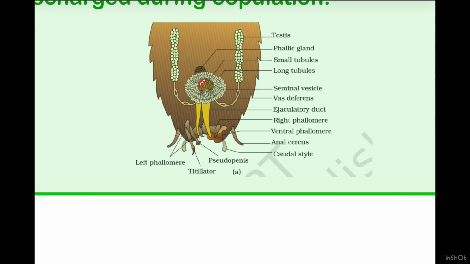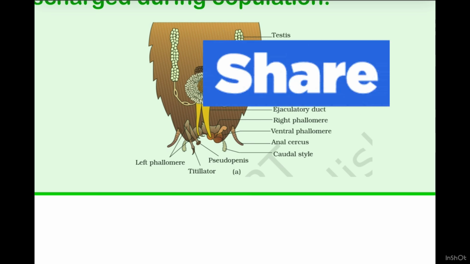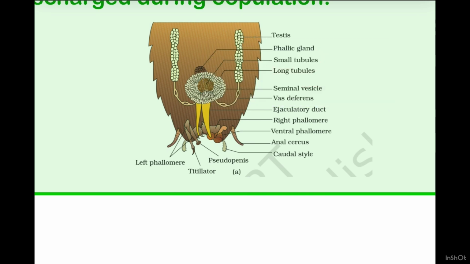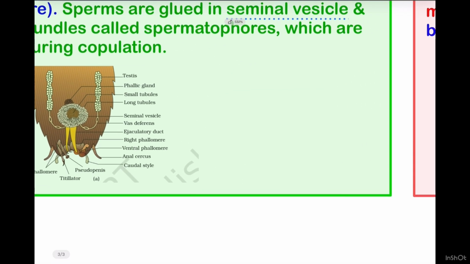Now here are the small tubules, the center one. Long tubules will be at the outer side. So long tubules and small tubules together can be seen in the mushroom gland. Mushroom gland and phallic gland we already discussed, and this is the testis. And that's about your labeling part.